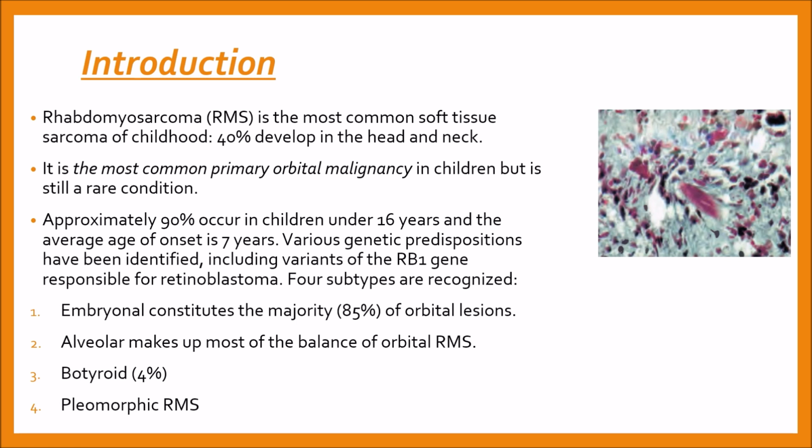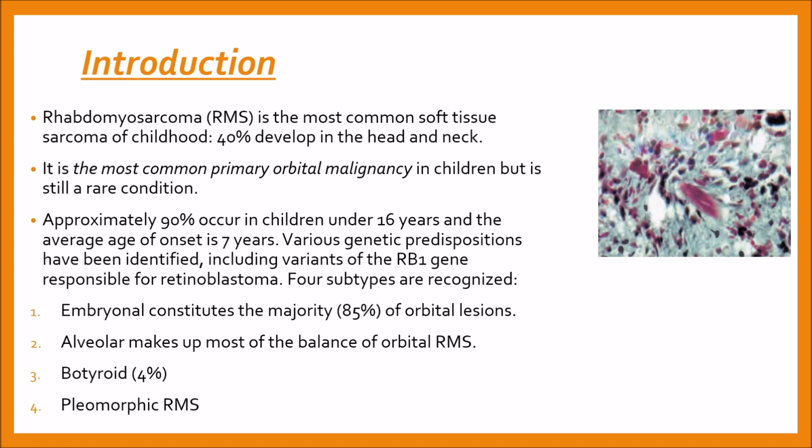The topic of this presentation is rhabdomyosarcoma. We'll start with introduction. Rhabdomyosarcoma is the most common soft tissue sarcoma of the childhood. 40% develop in the head and neck. It is the most common primary orbital malignancy in children, but is still a rare condition.